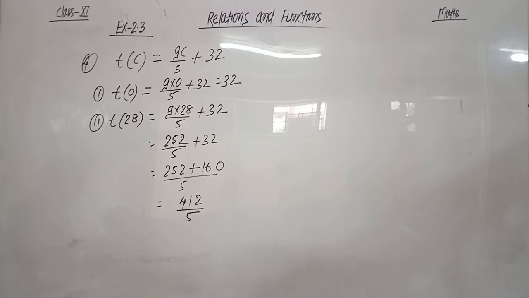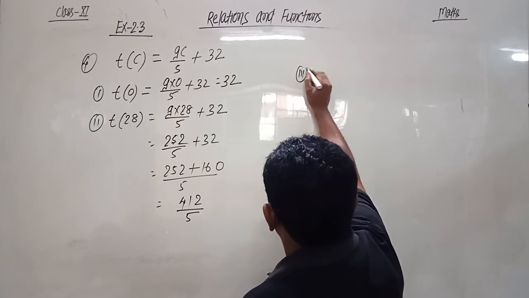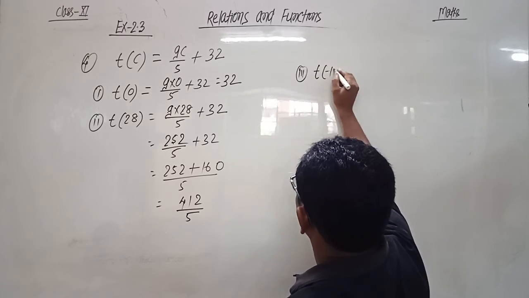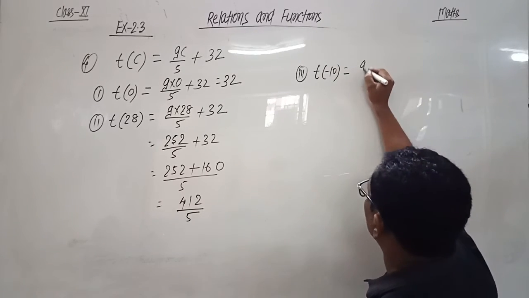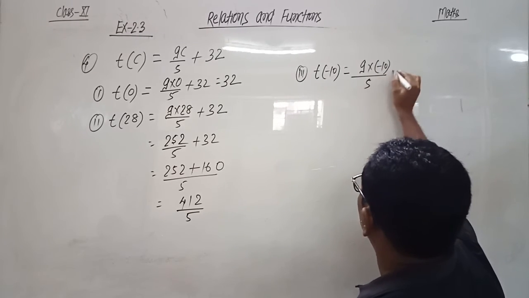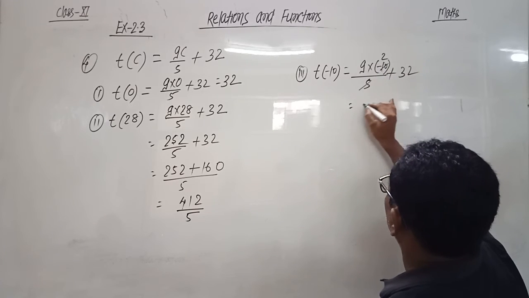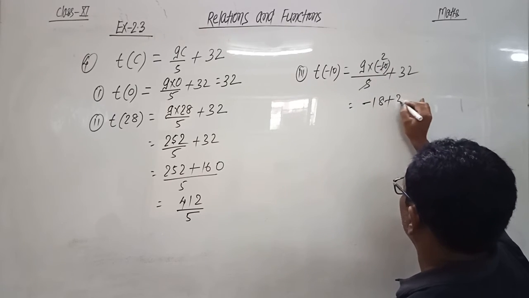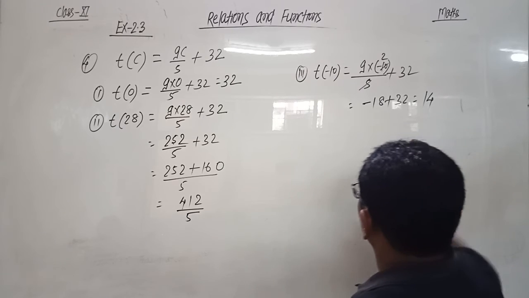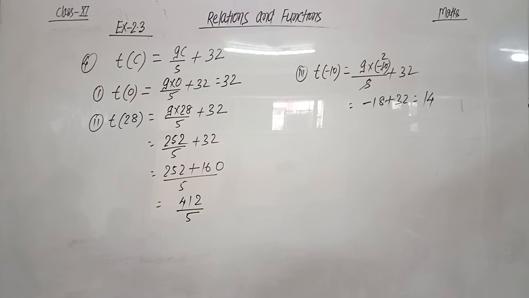Then we have to find T(-10). Third part, T(-10). So at the place of C we put minus 10. So 9 into minus 10 upon 5 plus 32. So 5 2s are 10, so minus 18 plus 32. We get 14. Then the fourth part, the value of C when T(C) is 212.